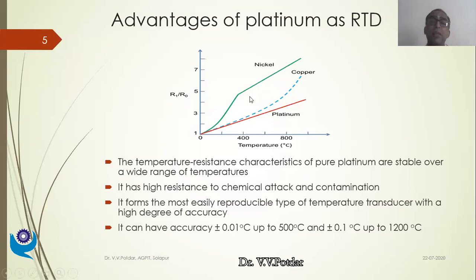The third material, as you can see, is nickel. It has different characteristics now. At lower temperature ranges, maybe 0 to 300 degrees Celsius, 0 to 400 degrees Celsius, it shows negative.